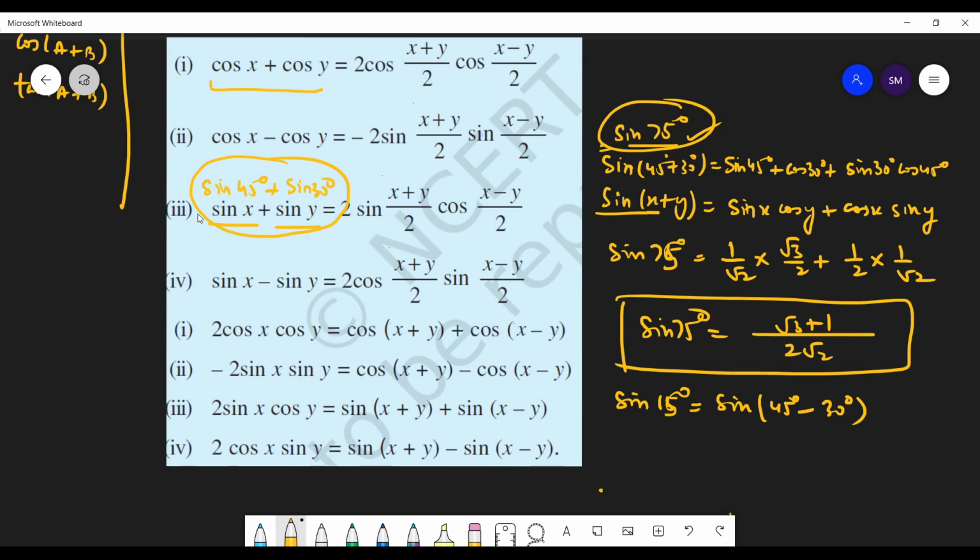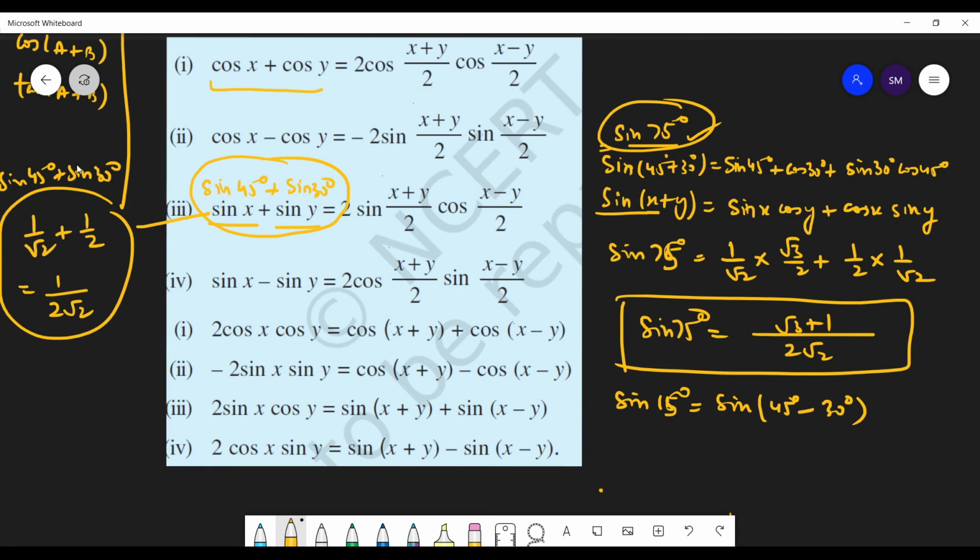So I hope you have understood. Now what is the value of sine 45 plus 30? 1 by root 2 plus 1 by 2. So that's 1 upon 2 root 2. Yes. So that's the value of sine 45 degree plus sine 30 degree, students. So see, these two things are different. Sine 75 degree is this, which is 45.